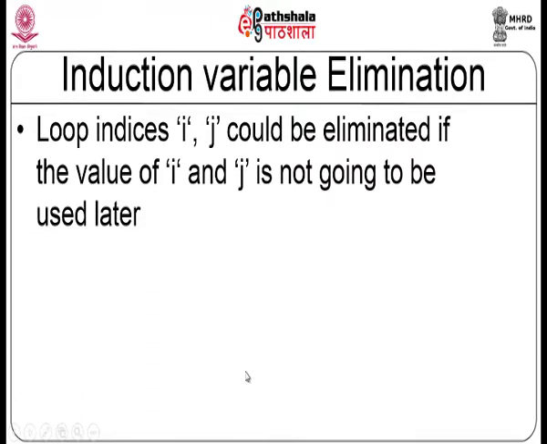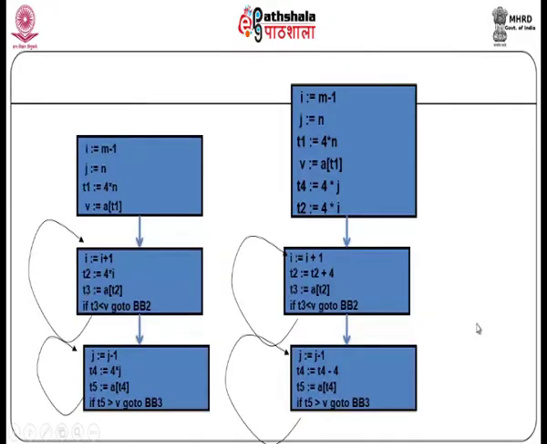The last one is induction variable elimination, where the loop indices, typically i, j, etc., could be eliminated if the values of i and j are not going to be required later. So for example, here this i and j is going to be used here, but if you remember, the next block B4 will be checking on i and j. So rather than that, in that case i and j become essential.